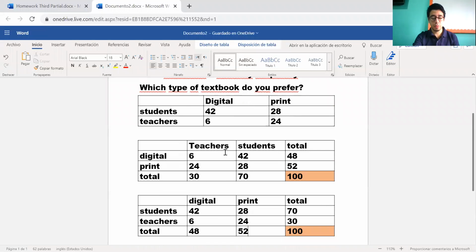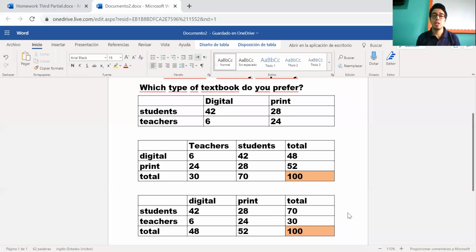For the first one, the column category is people at the school, students or teachers. And in the other part, the row category, okay, the lines we have in here, is textbooks. If the textbook is digital or print. Then for the other, we have the same information, only in a different order. In the category for the columns, we have if the book is digital or printed. And in the row, we have the students or the teachers, okay? But you can see that it is exactly the same.